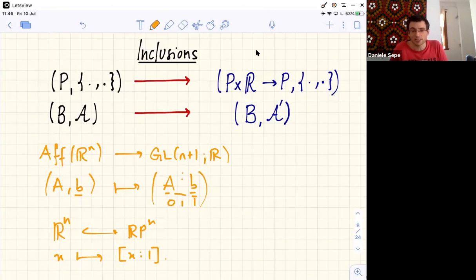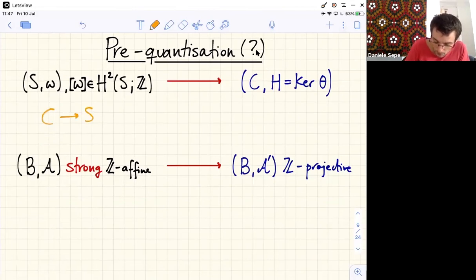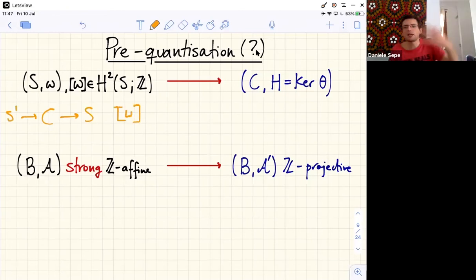But now there's another operation that I like that is not defined everywhere. I don't know how to define it for Poisson things, but I know how to define it for symplectic things. And I call it, suggestively, pre-quantization. And why do I call it pre-quantization? Well, if I have a symplectic manifold with an integral symplectic form, what I can do is take the principal S^1 bundle whose Chern class is omega. Okay, I'm ignoring constants here. Sometimes there's a 2 pi, there's an i, I'm ignoring all that.